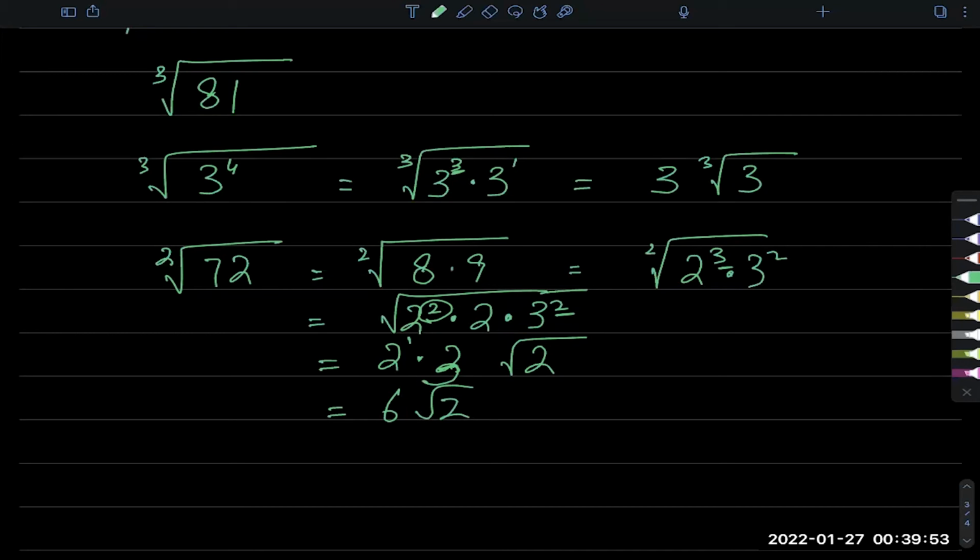Basically, once you have simplified everything and broken down everything, you have to make sure that whatever power you have here is divided by whatever number you have here. If the number is not written, that means it is what you call 2. Okay.